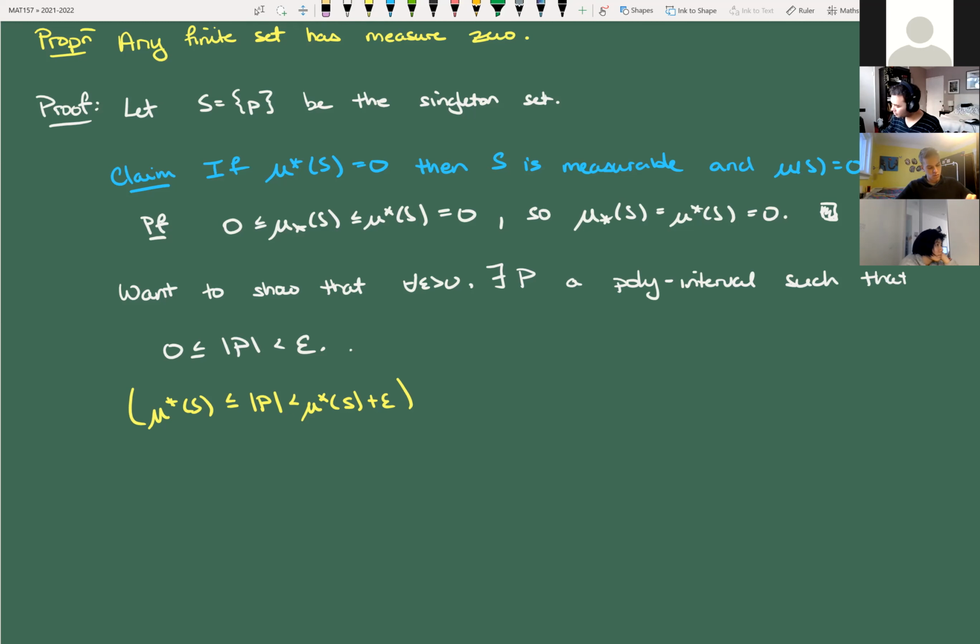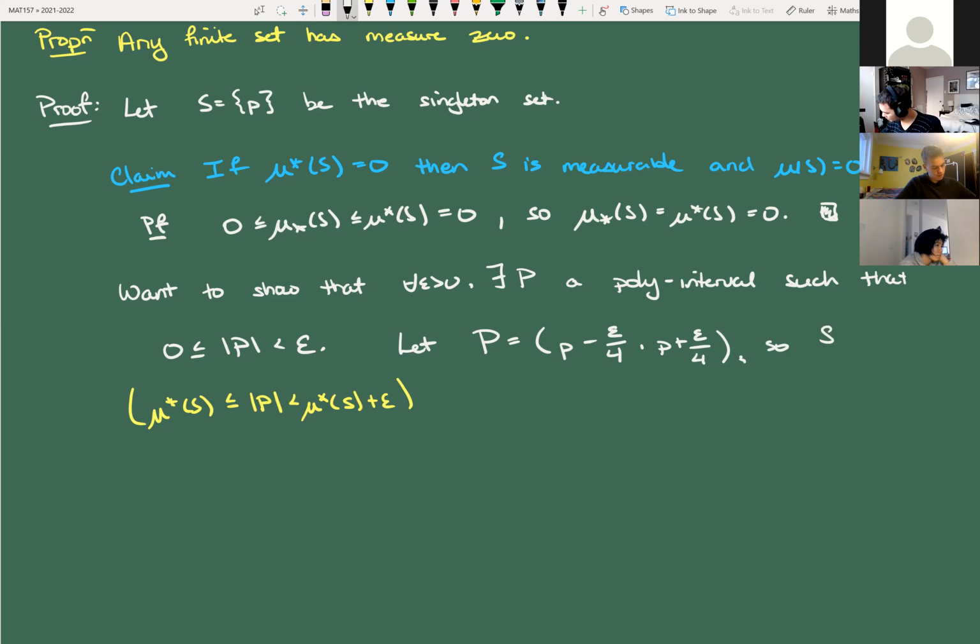And we have our singleton, right? Just equal to p. So let's say let P, big P, be equal to little p minus epsilon over 4 to p plus epsilon over 4, like that, right? That's a very simple polyinterval. It's really just an interval, right? It's not even a disjoint union of intervals. So this is a polyinterval, and its length is epsilon over 2.